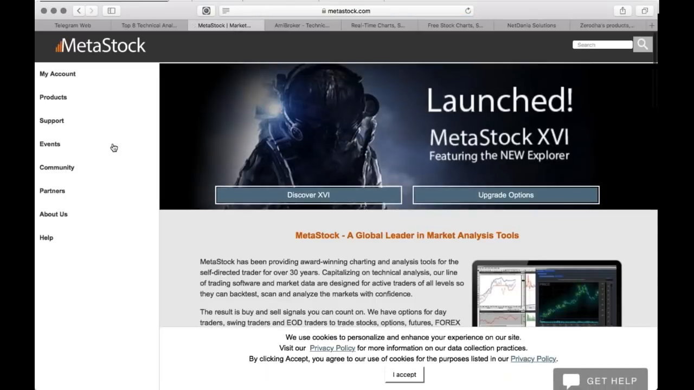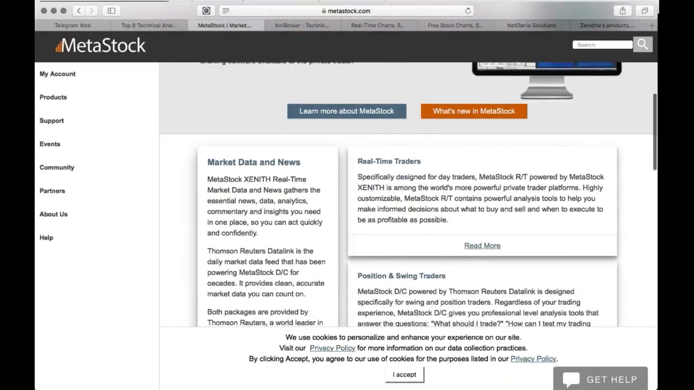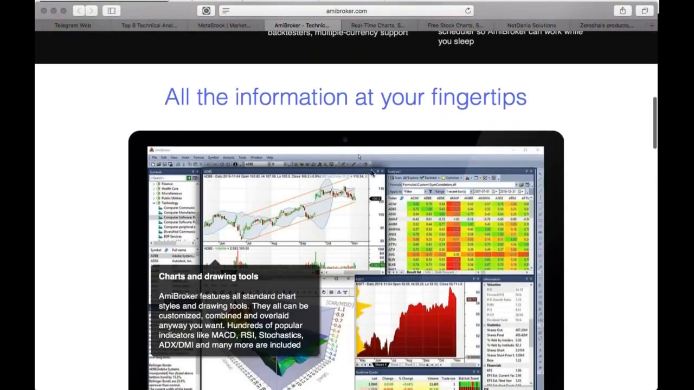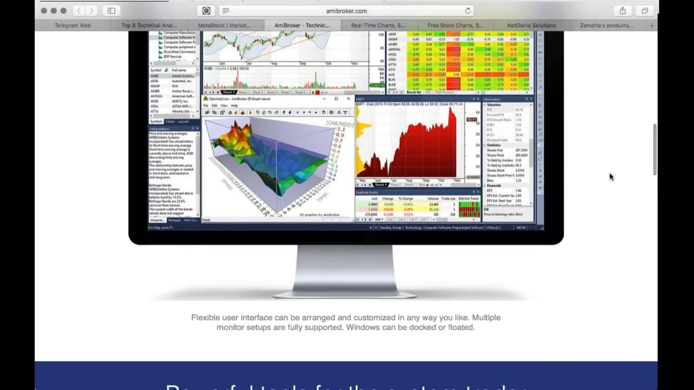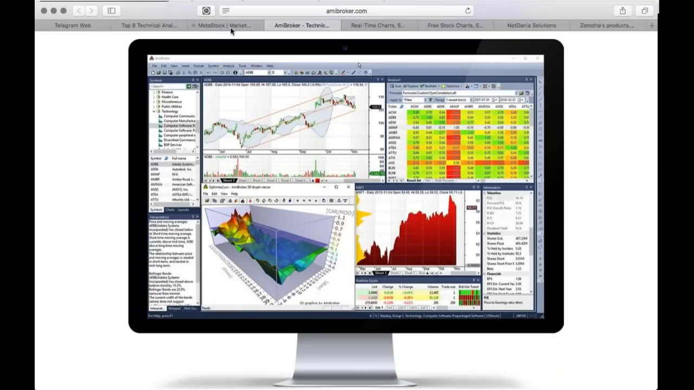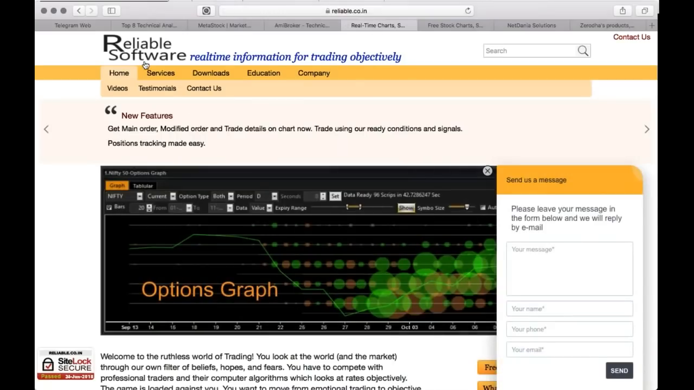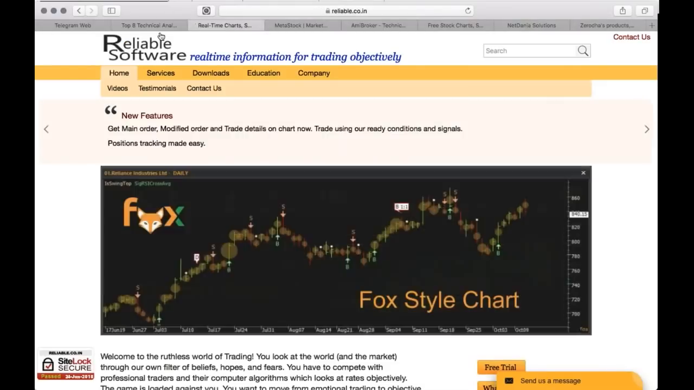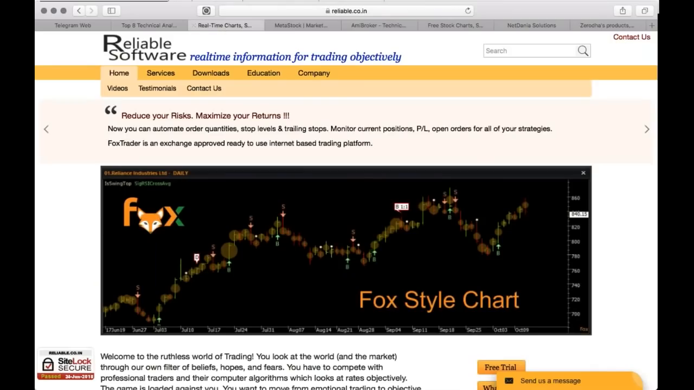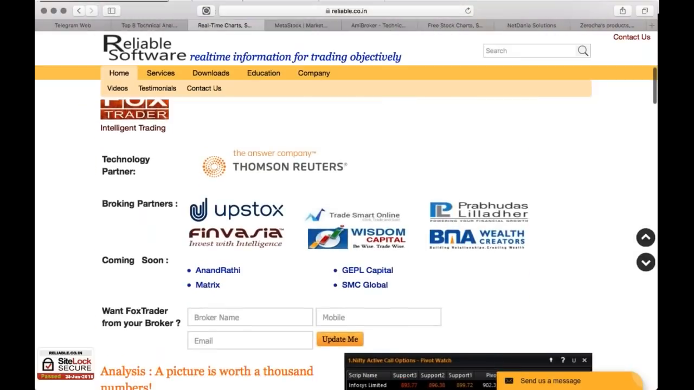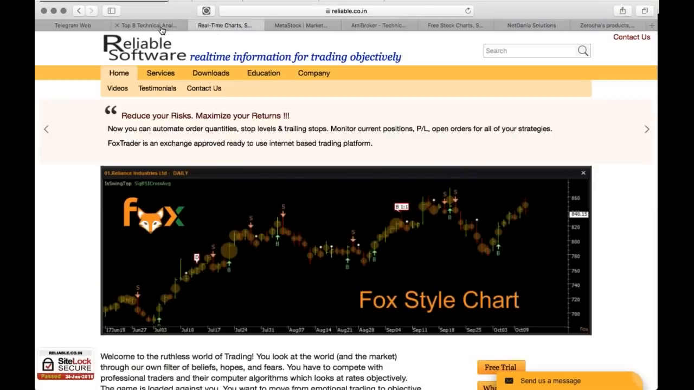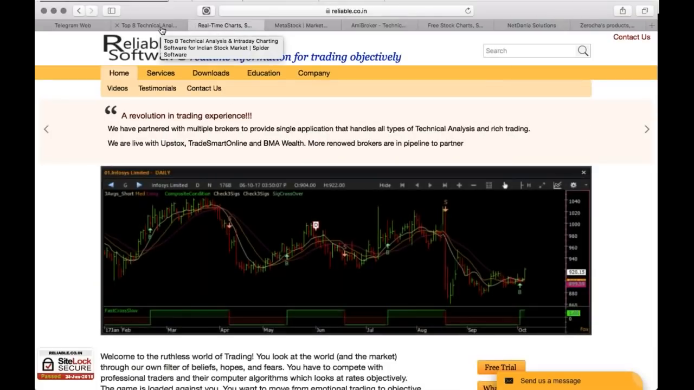Okay, so Metastock. Metastock and AmiBroker are the two most widely used softwares. Please try and understand, they do not provide data, they only provide the software. So you need to have a data vendor. Reliable and Spider Software are the two biggest technical analysis software providers in India right now. InvestorIndia.com is also one of them. But Reliable and Spider are the two main Indian domestic software vendors.